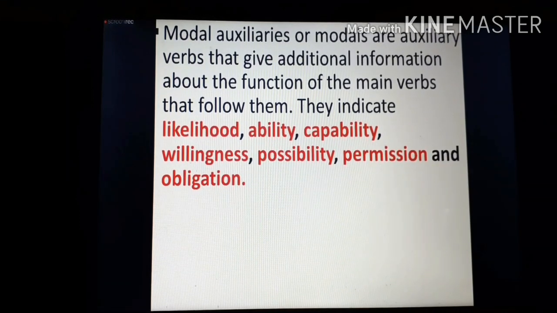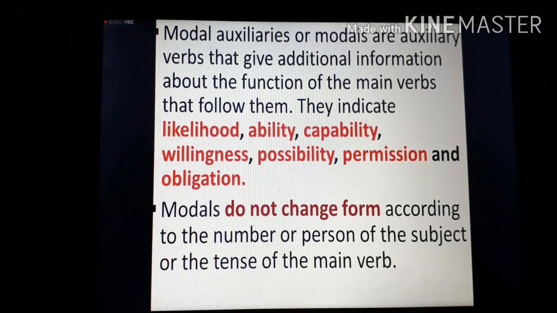Modal auxiliaries or modals are auxiliary verbs that give additional information about the function of the main verbs that follow them. They indicate likelihood, ability, capability, willingness, possibility, permission, and obligation. So, we can say that modals basically talk about the mood of the sentence. That is, they refer to the attitude and behavior of the speaker or the subject in the sentences.